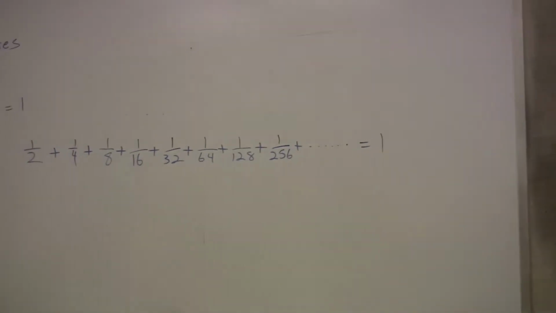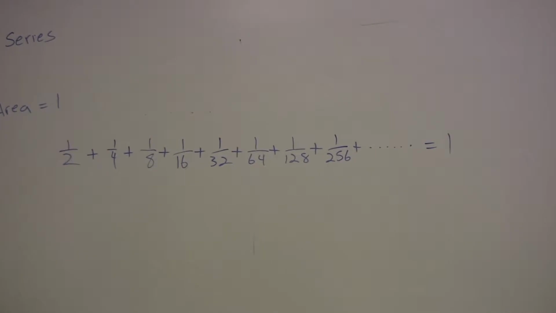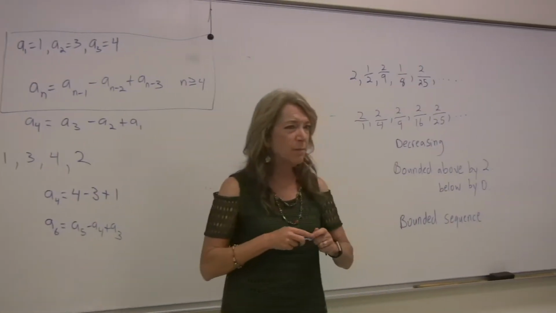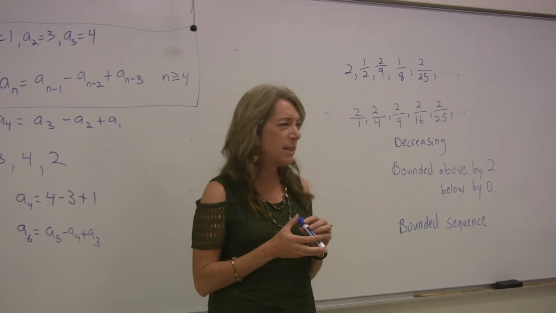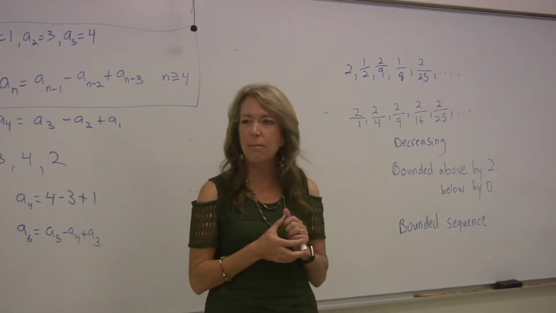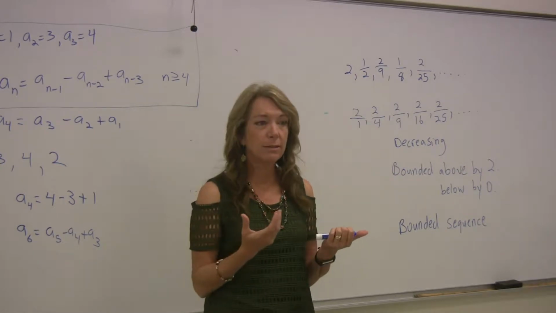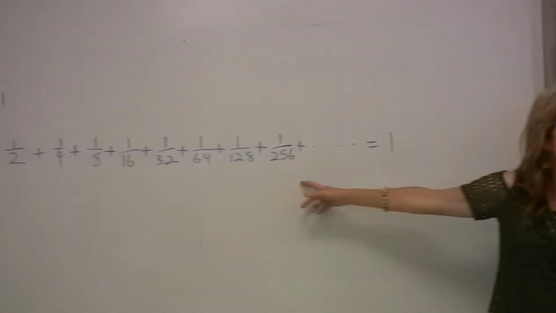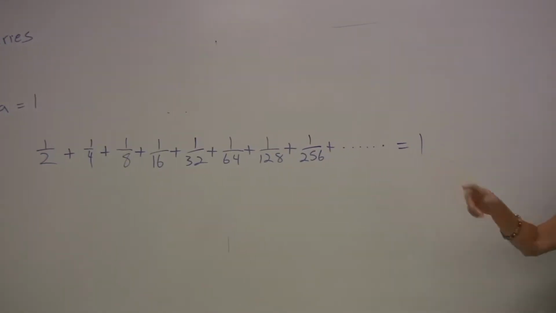So this is an infinite sum, a sum that goes on forever that actually adds up to a number, which makes no sense. It kind of blows your mind. How can you add an infinite number of numbers and get an answer? Right? I add an infinite number of fractions and I add it up to 1. This is what a series is.